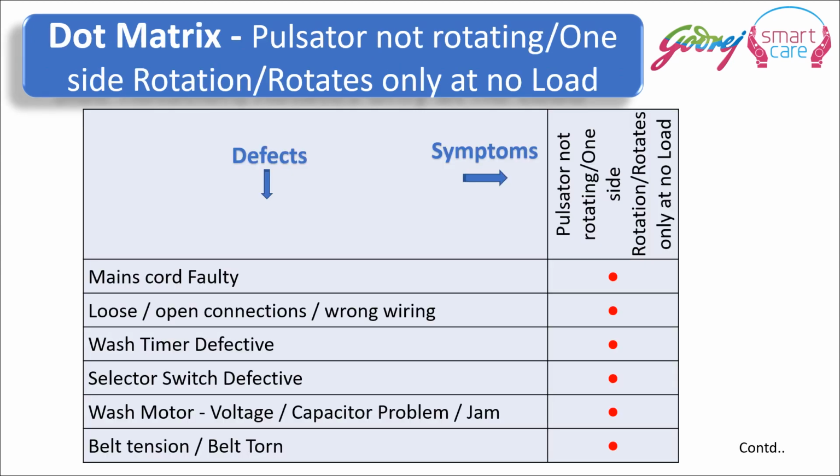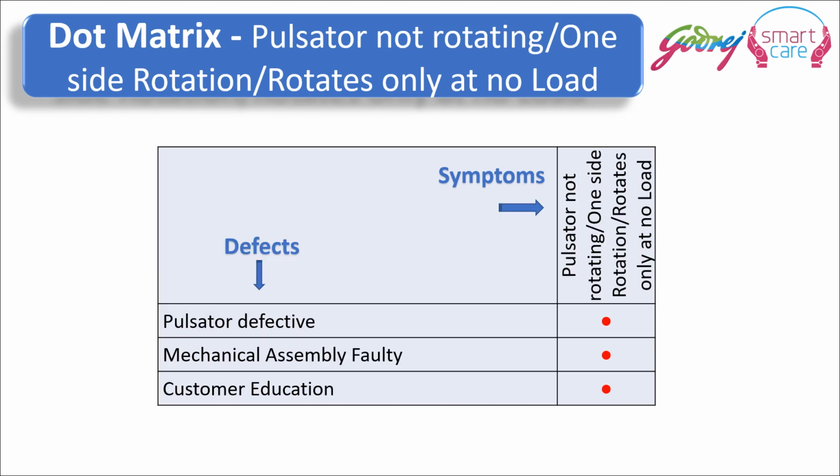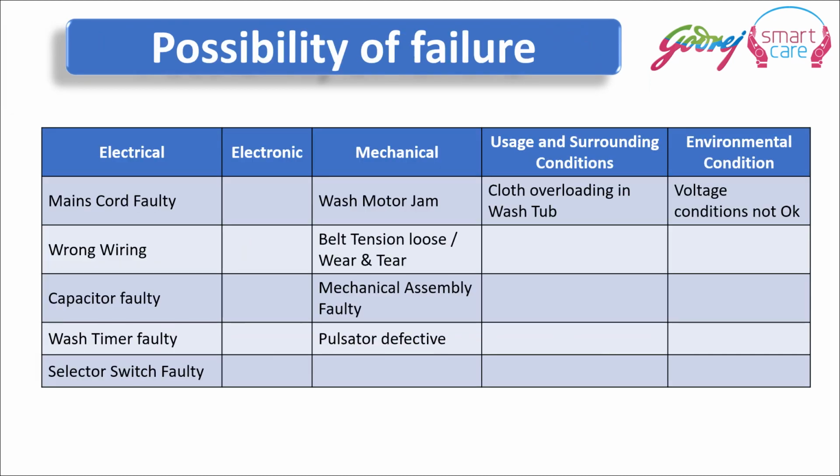The dot matrix is related to the particular defect: main cord faulty, loose or open connections or wrong wiring, wash timer defective, selector switch defective, wash motor voltage or capacitor problem or jam, belt tension or belt wear and tear, pulsator defective, mechanical assembly faulty, and education to the customer.